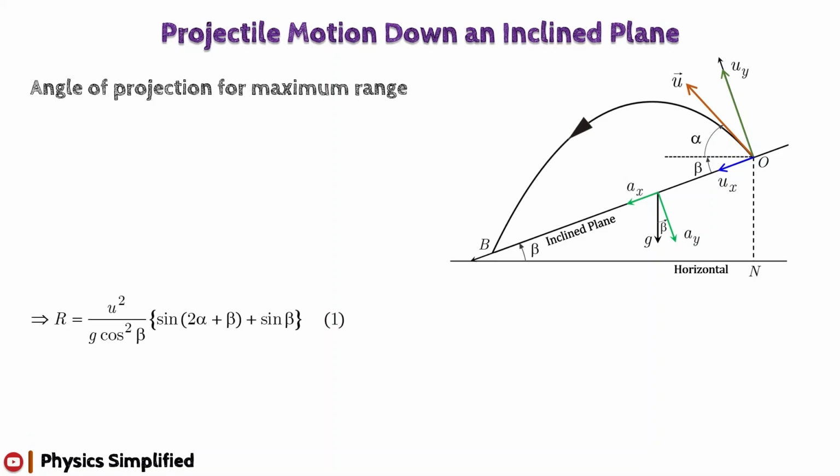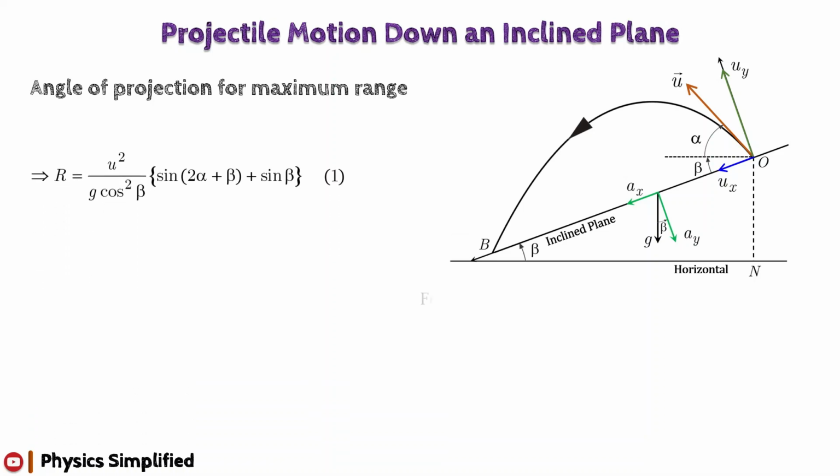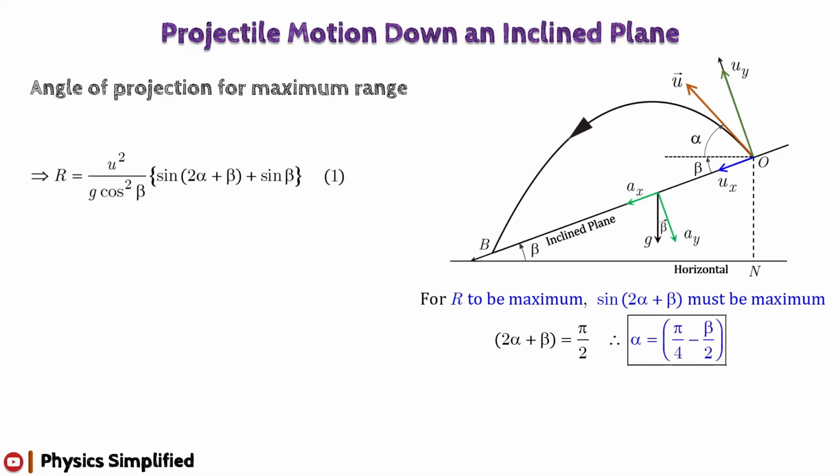Since u, g and beta are constants, so R will be maximum only when sin(2 alpha plus beta) is a maximum. So, the angle 2 alpha plus beta must be equal to 90 degrees, that is, pi by 2, because sin gives maximum value at this angle. Therefore, alpha is equal to pi by 4 minus beta by 2. So, for this angle of projection, for a projectile fired down the incline, the range along the incline is a maximum.